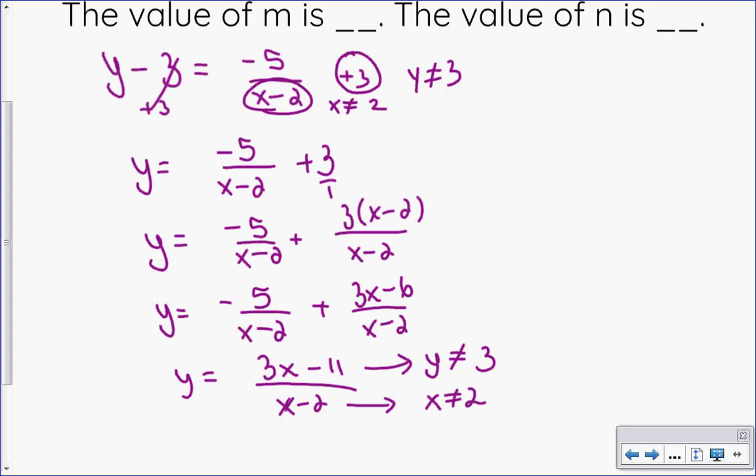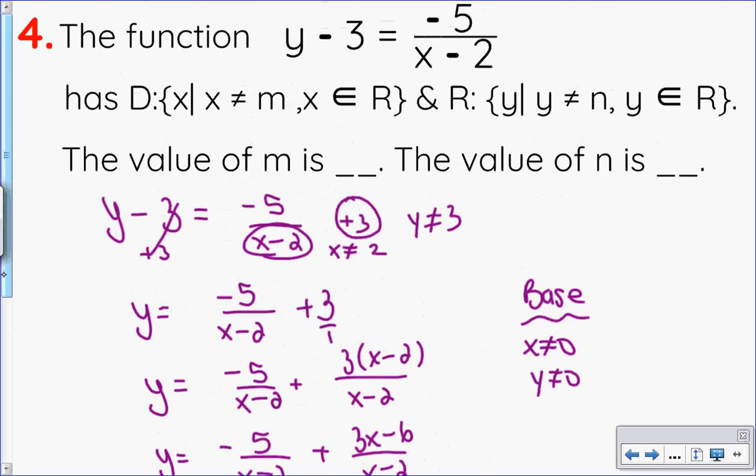Now, the reason I wanted to do that is because we're finding domain and range. So again, it all comes back to your base function. Your base function has a vertical asymptote at 0 and a horizontal asymptote at 0 as well. So my new domain and range are going to be what my new vertical and horizontal asymptote are, because I've moved 2 to the right and 3 up. So my new domain is that x cannot equal the value 2, so m is 2. And the value of n, because the range is y cannot equal, y cannot equal 3. So I know that n is 3.